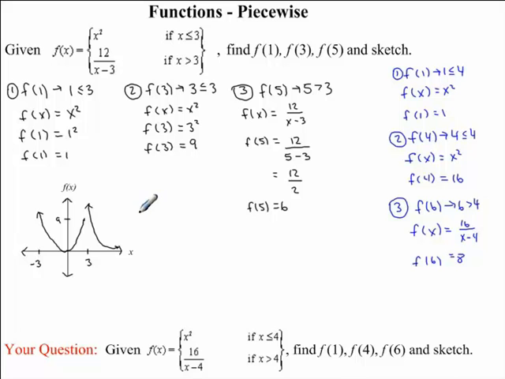Just for an aside, let's look at the domain of our function. So we'll notice from here, x can equal any number less than or equal to 3. And on this function, we have that x can equal any number greater than 3. So in fact, we don't have any restrictions on x. So we have x such that x belongs to all real numbers.